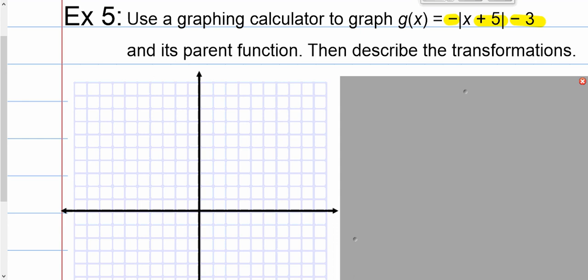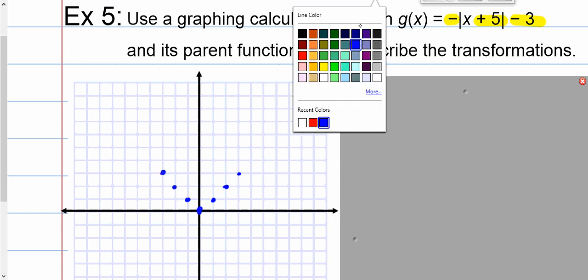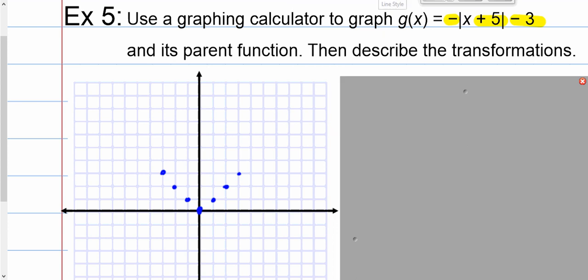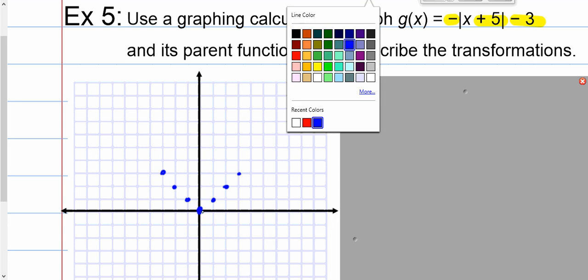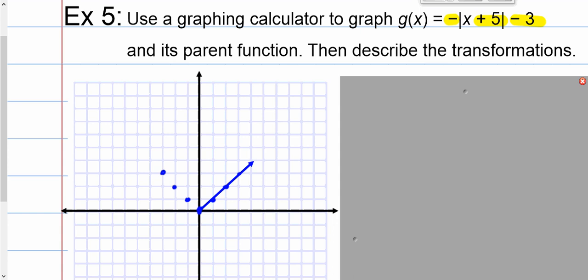If you remember back to the previous video, our parent function is absolute value because of these absolute value bars. We start at the origin. We have a slope of 1 on the right side. We have a slope of negative 1 on the left side. And that's going to make our v. So let's get us a line there. All right. So there's our v for our absolute value function.